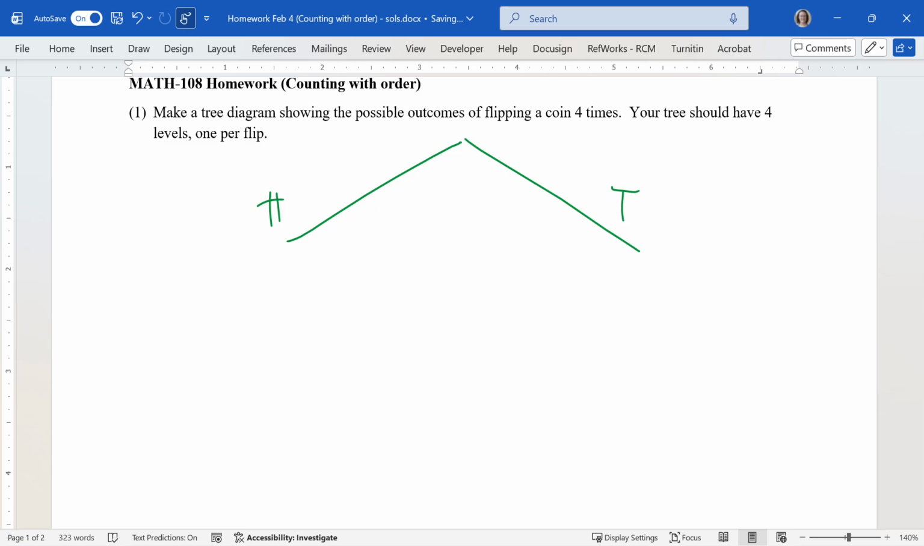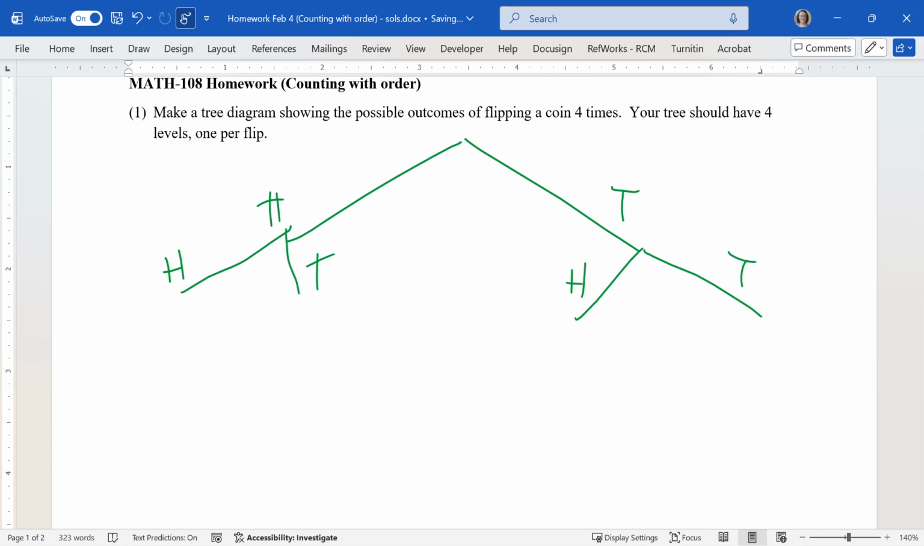By the way, I'm drawing with my thumb on my screen, so please forgive my poor drawing skills. Then, regardless of whether I got a head or a tail for the first flip, I then branch again. I split into 2 for the next coin flip. So again, for my next coin flip, I can do heads or tails, heads or tails.